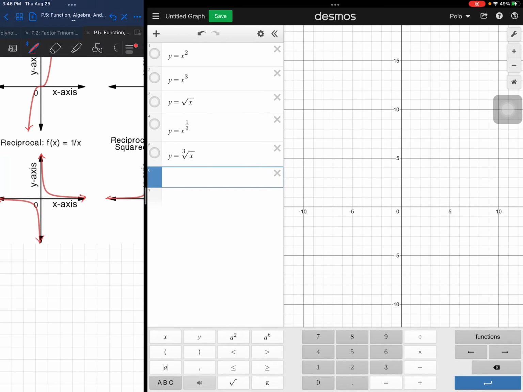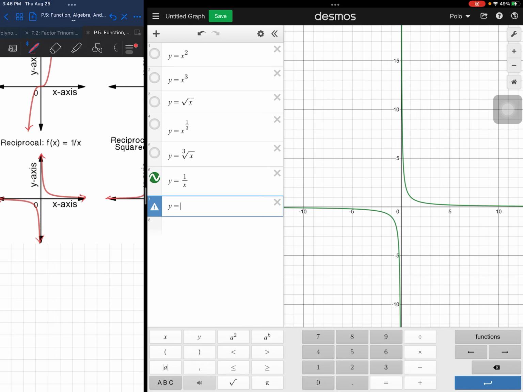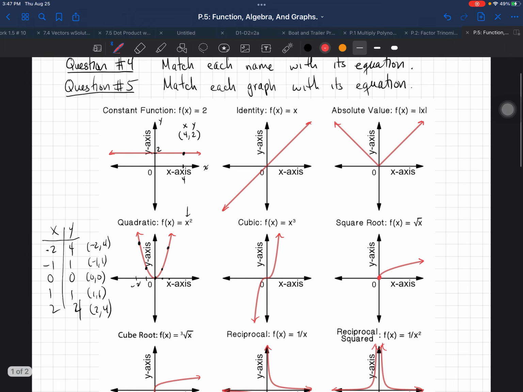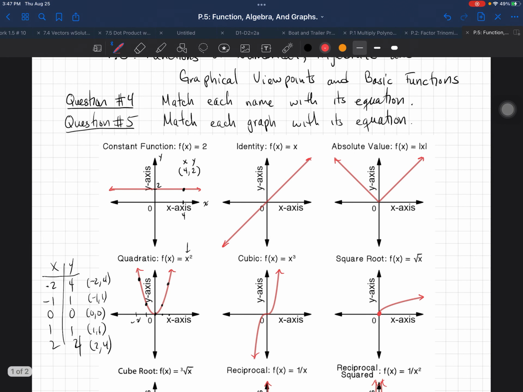And then finally we can just talk about the last one, which is y equals 1 divided by x. There you go. And then we'll do one more, y equals 1/x squared, and then we see the purple one right there. All right, so I hope you guys found this helpful. I encourage you guys to practice using Desmos, and then this will serve you both for question 4 and question 5. All right.